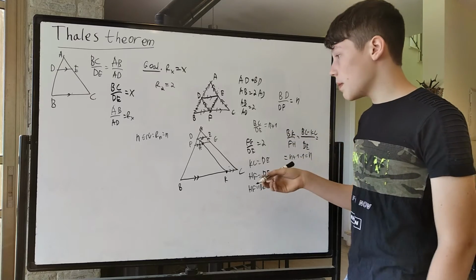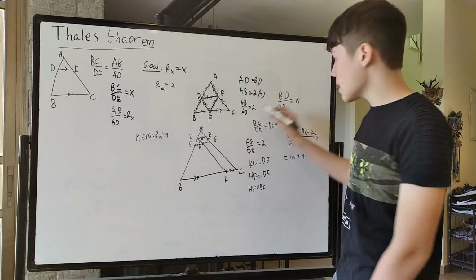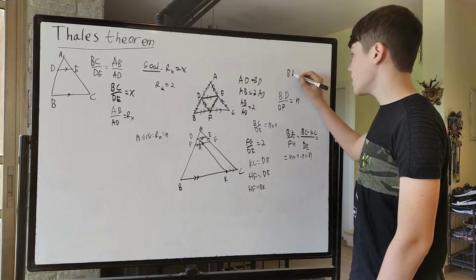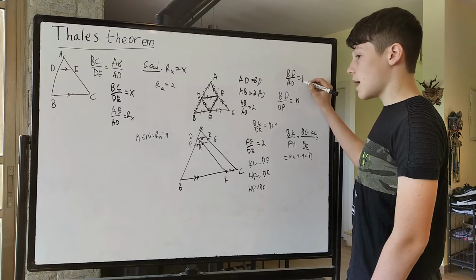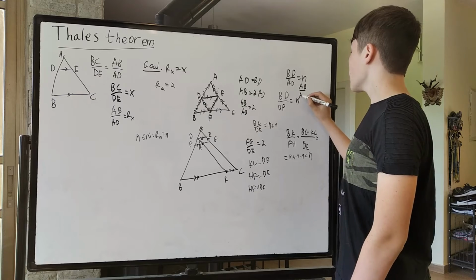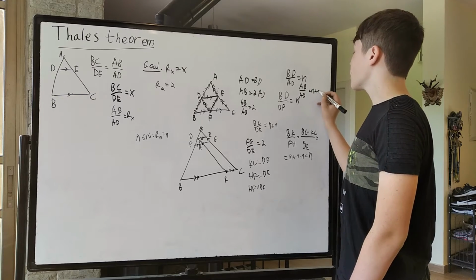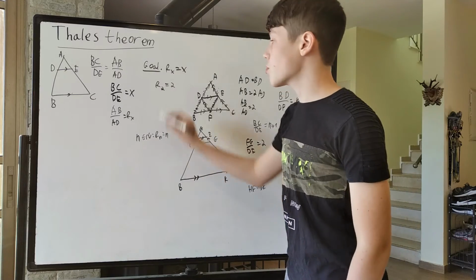And we know by what we proved that R(2) is equal to 2, DF is equal to AD, so BD over AD is n, but if we add 1, we get AB over AD is n plus 1. And we proved by induction that this statement is true.